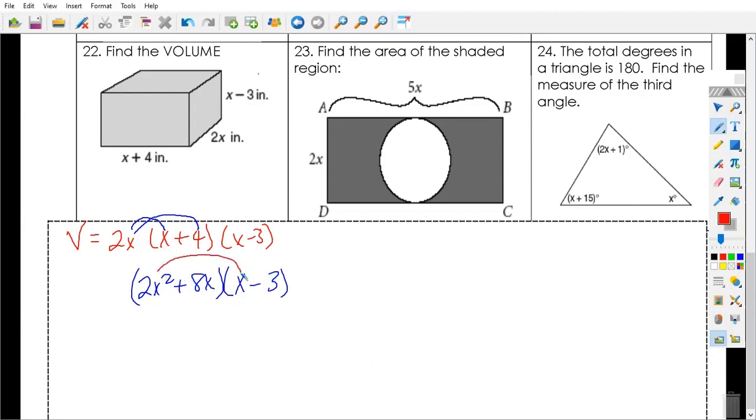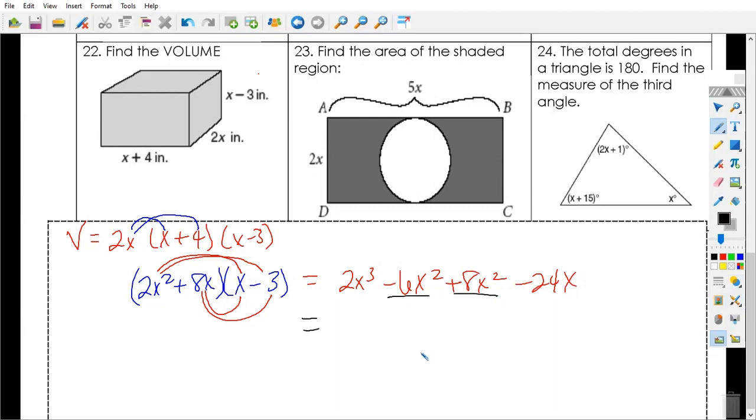So we have 2x squared times x, 2x to the third. 2x squared times negative 3. Perfect. 8x times x. Perfect. And then 8x times negative 3. Okay. I've now fully distributed, got rid of parentheses. So my last thing to do is combine like terms. So my like terms are, and what does that make? There we go. So we have 2x cubed plus 2x squared minus 24x.